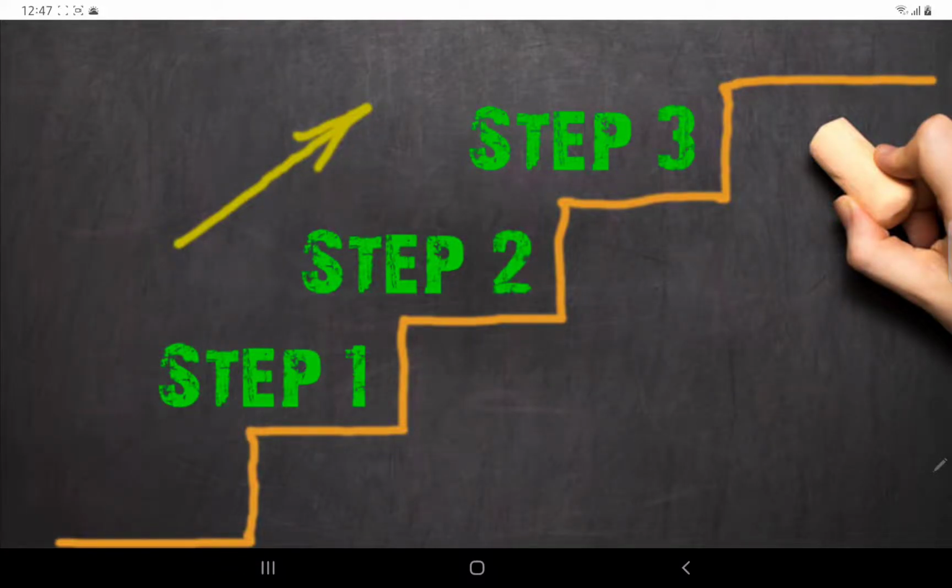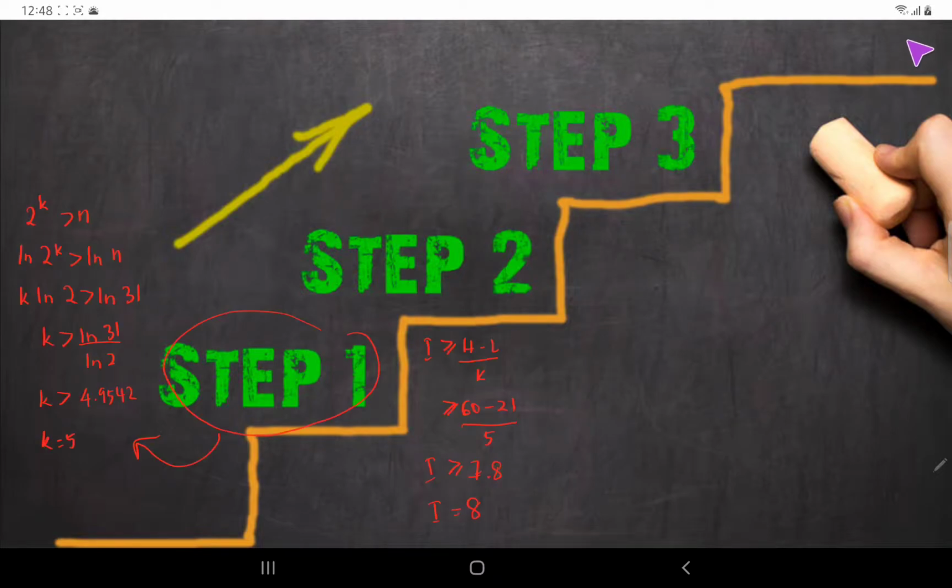Okay, we continue from the first video. From the previous video, we decided that we want to use the value of k equal to 5 and our value of I is 8. Okay, and then for step 3, we need to set the class interval.